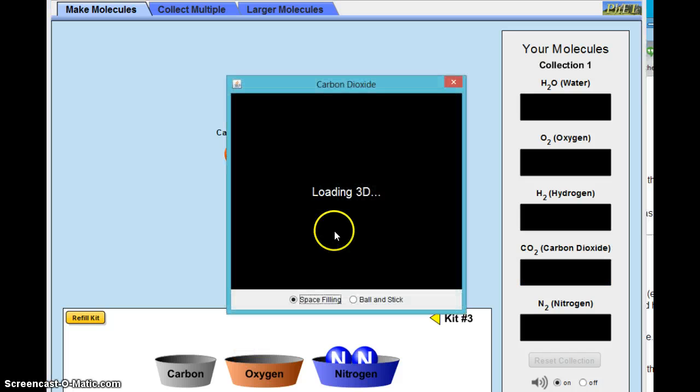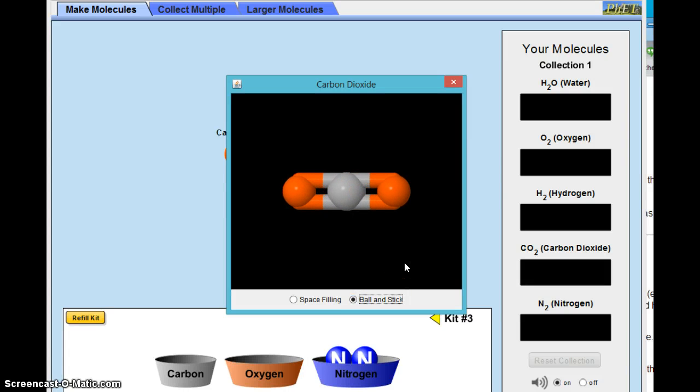And again, I can see this 3D ball and stick model. Here you can see that carbon dioxide is sharing 4 electrons between the center carbon and the outside oxygen here, and between the center carbon and the outside oxygen. So each stick is worth 2 electrons.